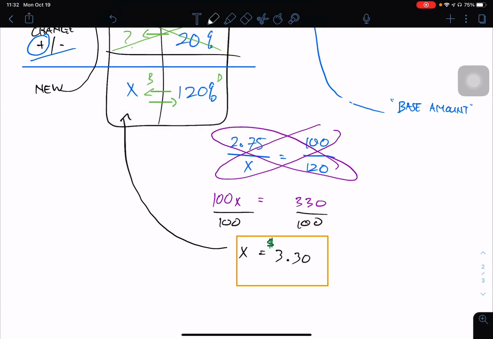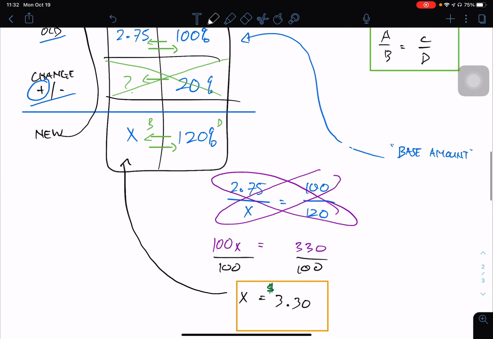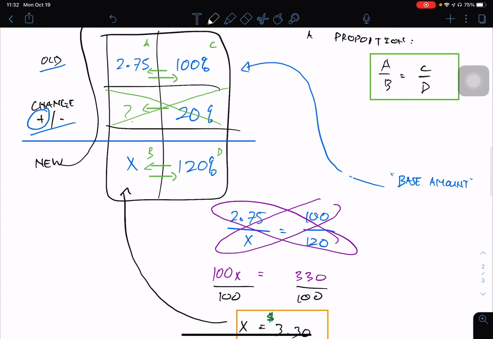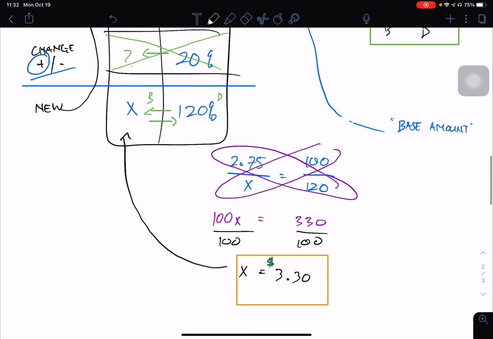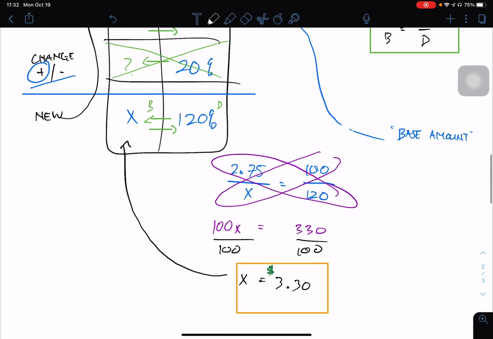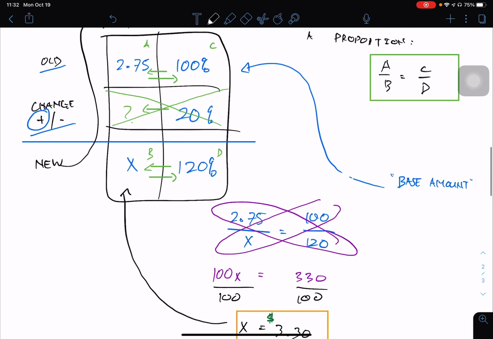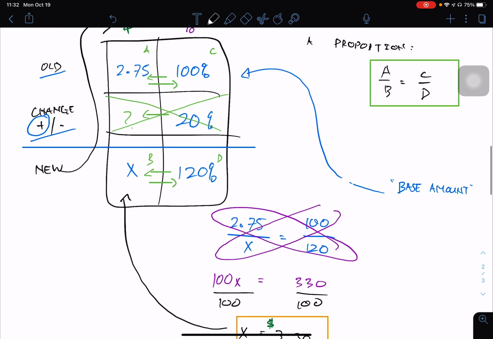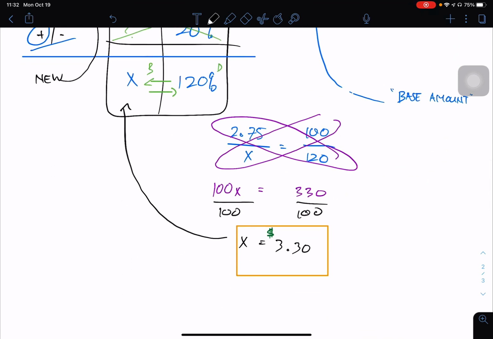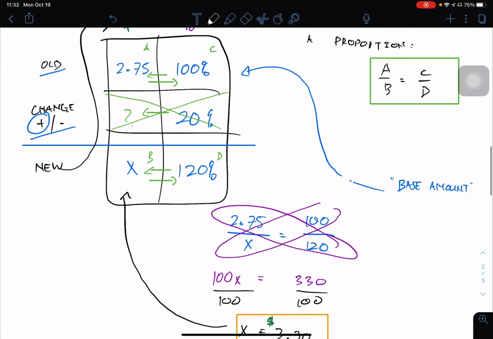$3.30. So you can see here, you can check your answer too. Aside from plugging back in and seeing if the math works, you just have to check if it makes sense. If you started with 275, your answer, if it went up from 100 to 120%, whatever your x is, it better be more than 275. In this case, you could do a quick check, and it is. 330 is more than 275.